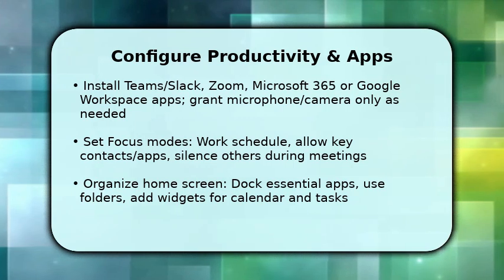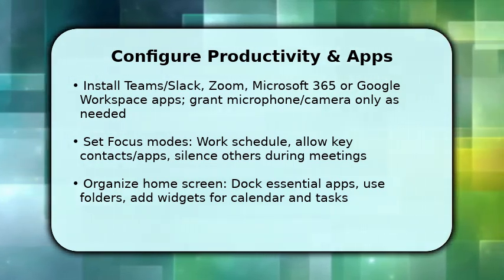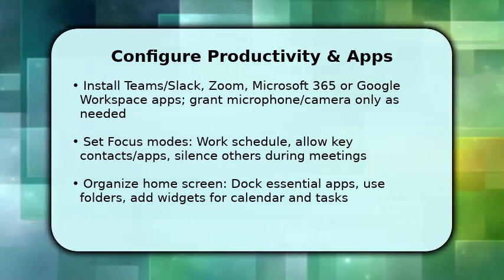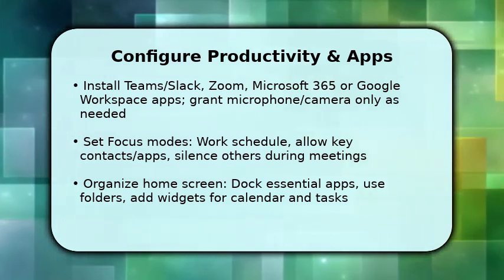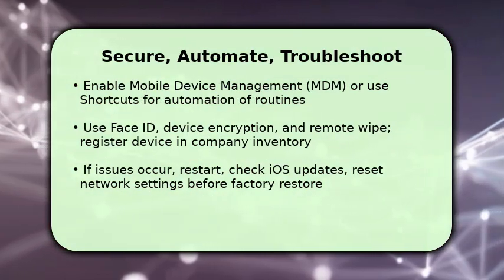Once your apps are installed, optimize the home screen. Place essential apps in the dock, create folders for categories, and add calendar and task widgets so your day is visible at a glance. Finish by locking down security and adding automation.